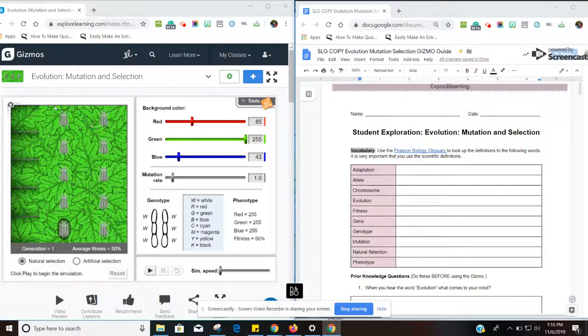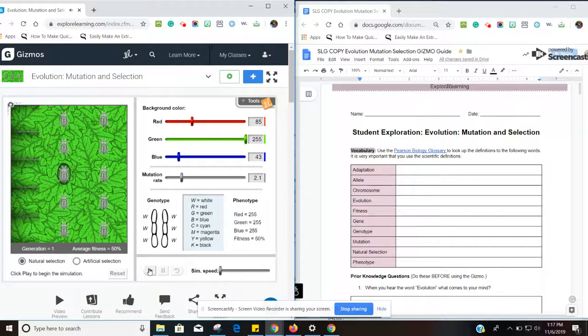So you will see that here you'll find some insects and you can select each insect by clicking on said insect. And when you do, over here on the right hand side, you're going to find their genotype and phenotype listed right here. You can adjust the color sliders of the background here as well as the rate at which the insects might mutate.